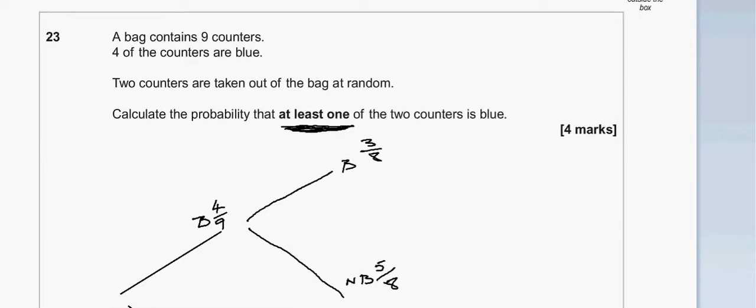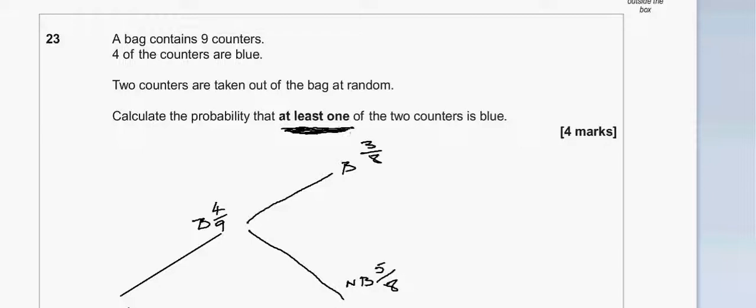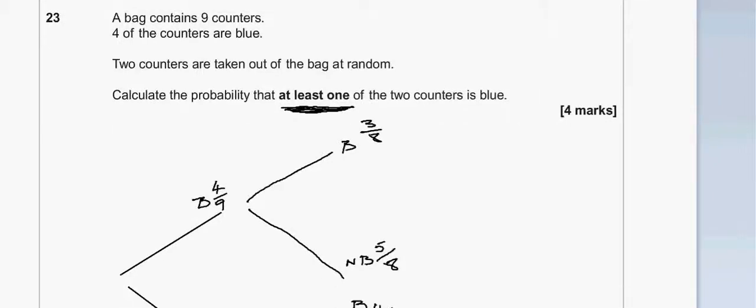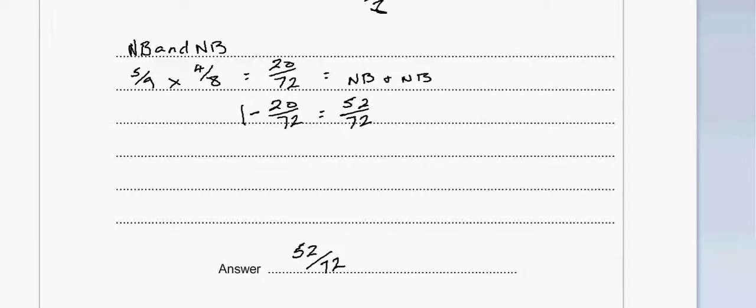Okay? So whenever it says in a question, at least something, I always work out, well, what's the only way that that can't happen? And then I take it away from 1, and that will always give me the answer that I want. Okay? The tree diagram is very, very important. Okay, we'll move on to the next question.